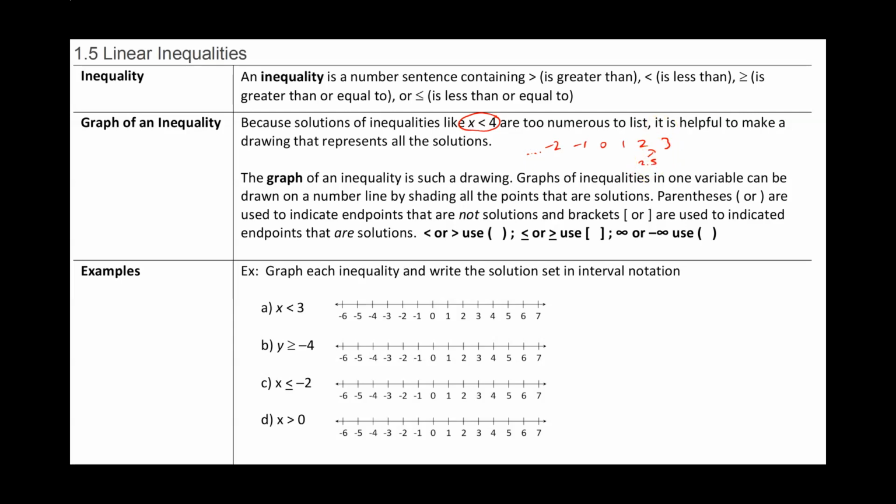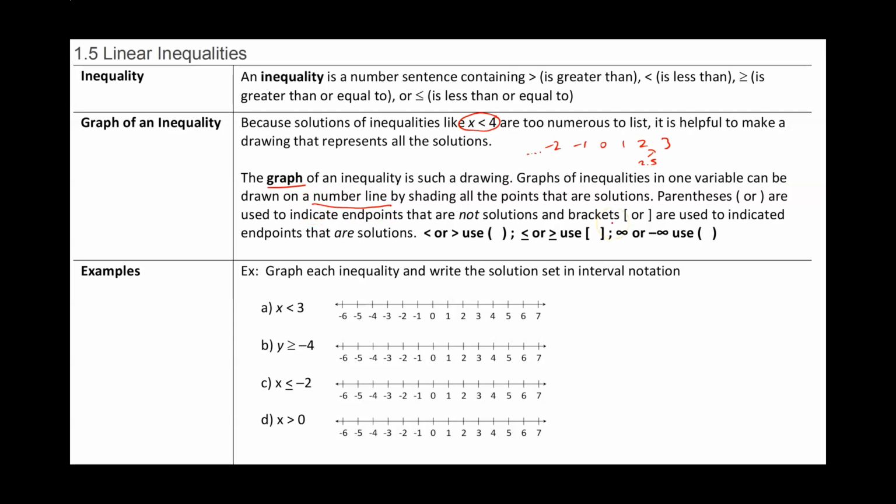Because we have an infinite number of solutions, an infinite number of values that are less than 4, we have to find another way to list all these solutions. There are two ways of listing solutions. One is using a graphical representation. You can graph an inequality on a number line, or use interval notation.